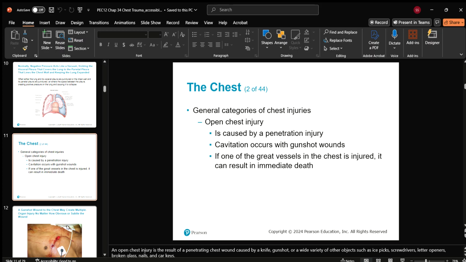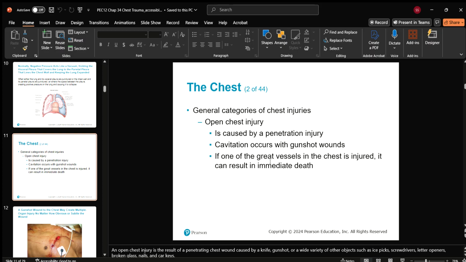All right. If it's a low velocity weapon like a knife, we typically have an open wound, okay, with no cavitation. But if we have some type of weapon like a gun, then we're probably going to have some level of cavitation. That is, as the bullet travels through the tissue, it just kind of deforms everything and creates a cavity.